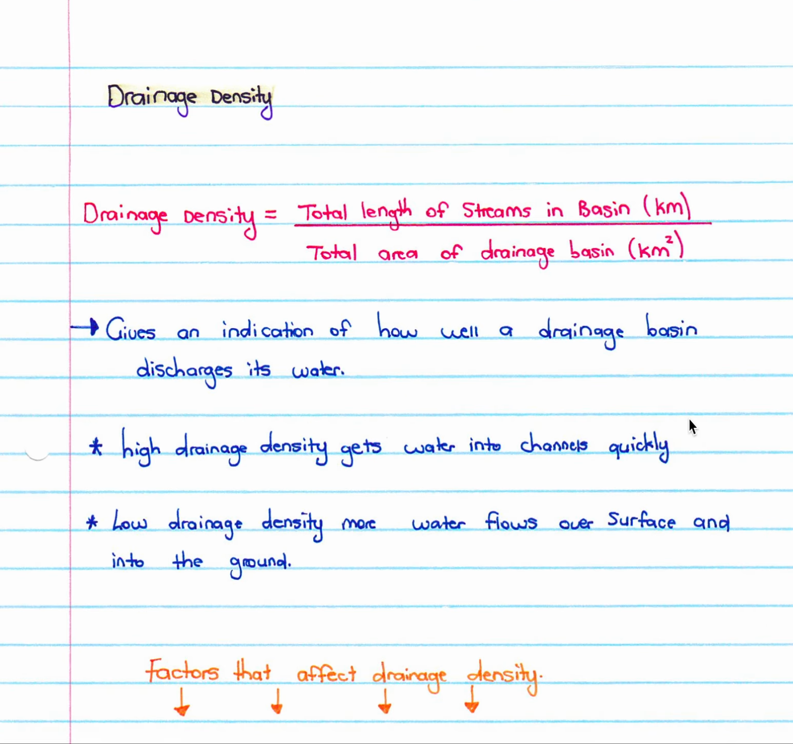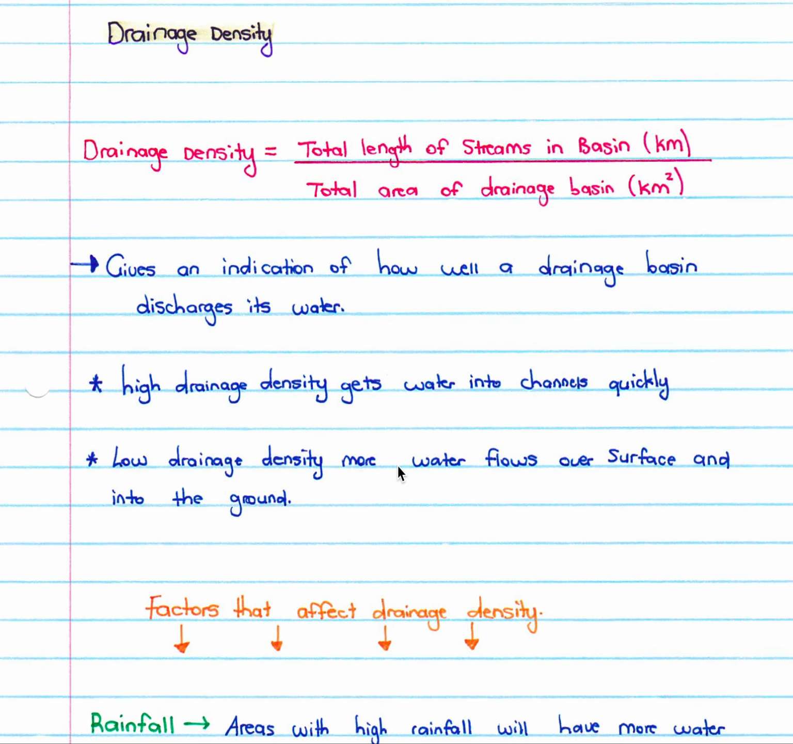Next, we take a look at drainage density. Now, drainage density is calculated using this formula here, where it's the total length of the streams in the basin in kilometers over the total area of the drainage basin in kilometers squared. Now, drainage density gives us an indication of how well a drainage basin discharges its water. A high drainage density gets water into channels quickly, and with a low drainage density, more water flows over the surface and into the ground, getting the water into the channels more slowly.